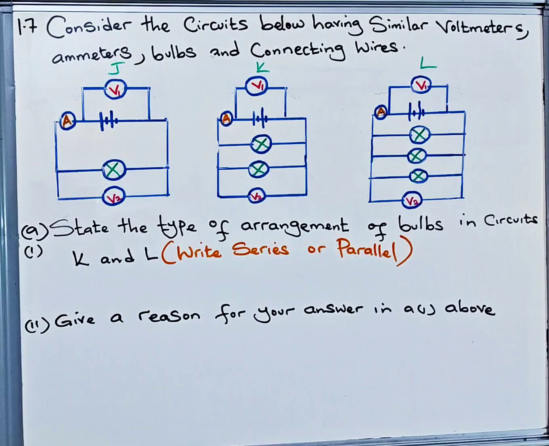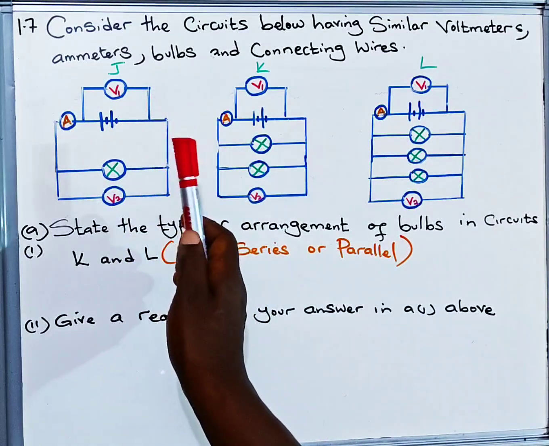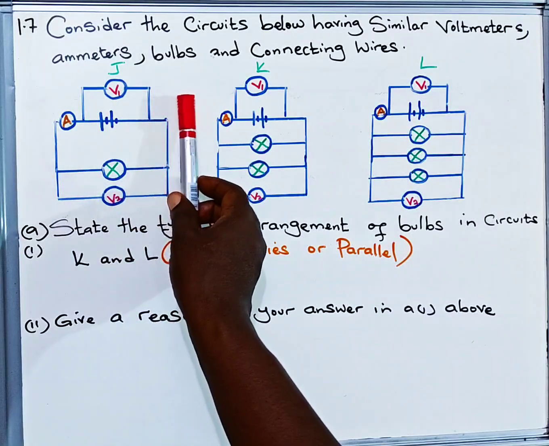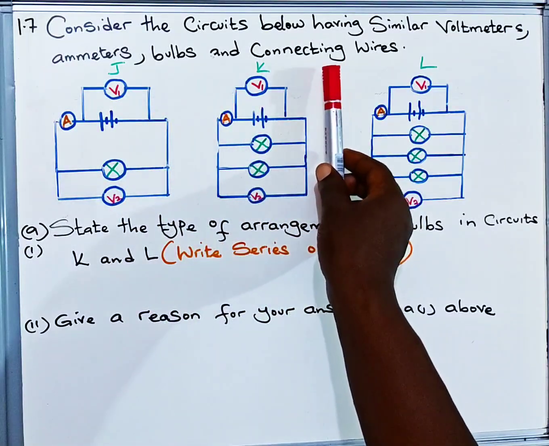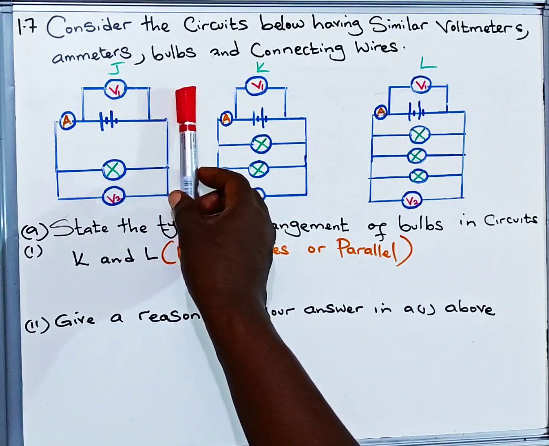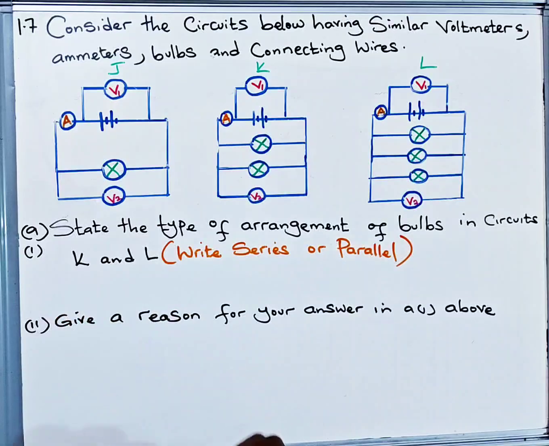It's me, Richard, and today we are looking at this question. It says, consider the circuits below having similar voltmeters, ammeters, bulbs, and connecting wires. So these are the circuits we are having.